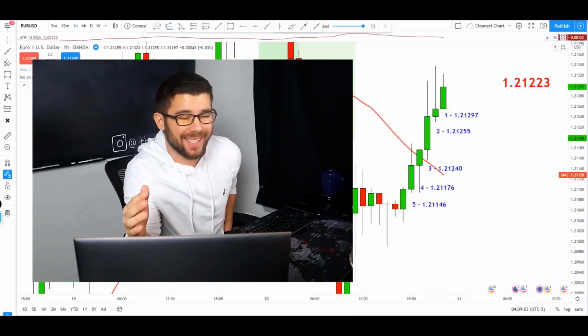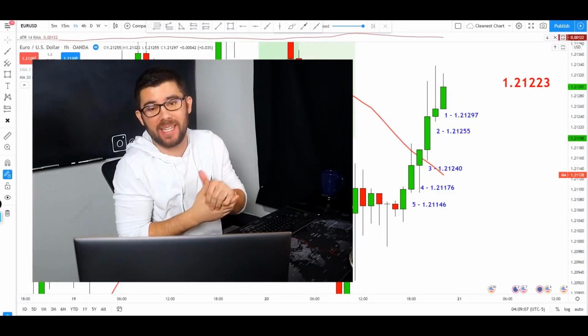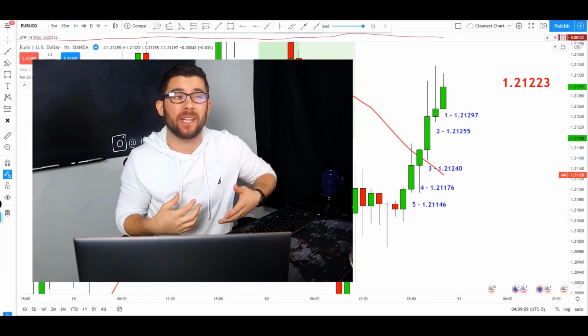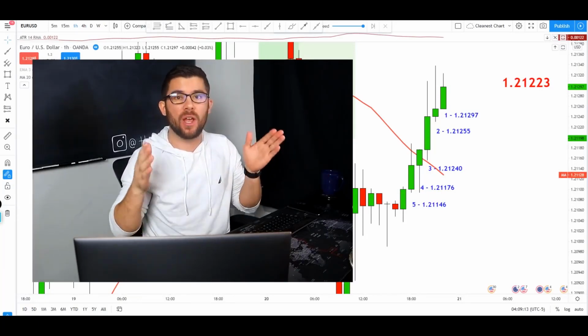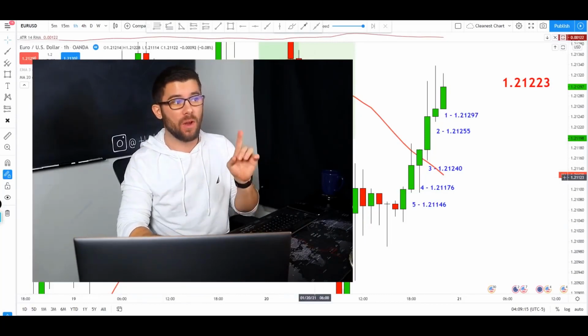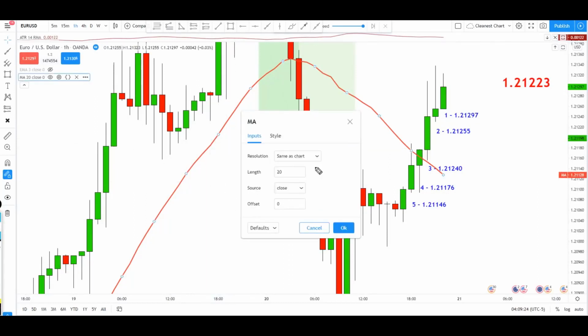So, what is a moving average? Well, it's exactly what it sounds like. It is the average movement of price on a particular currency pair or asset based on a certain number of candles. So, for the example we have on the screen now, the line that you see on the chart that's red is the moving average, and it is a 20-period moving average.